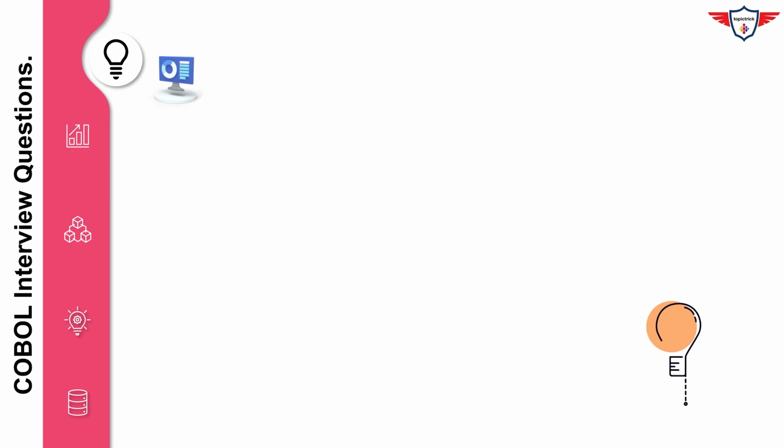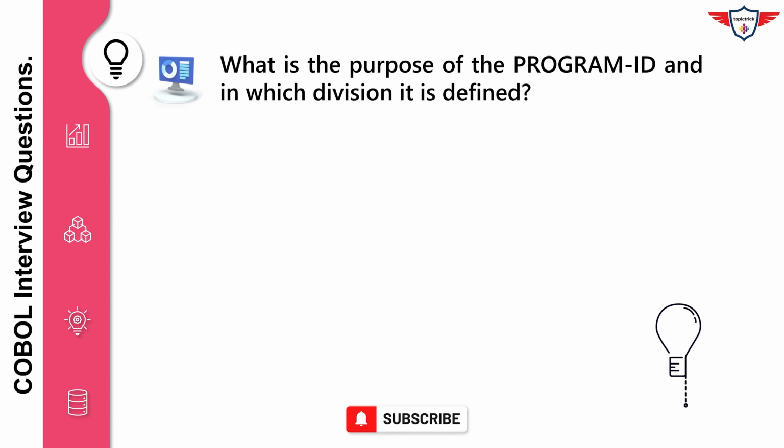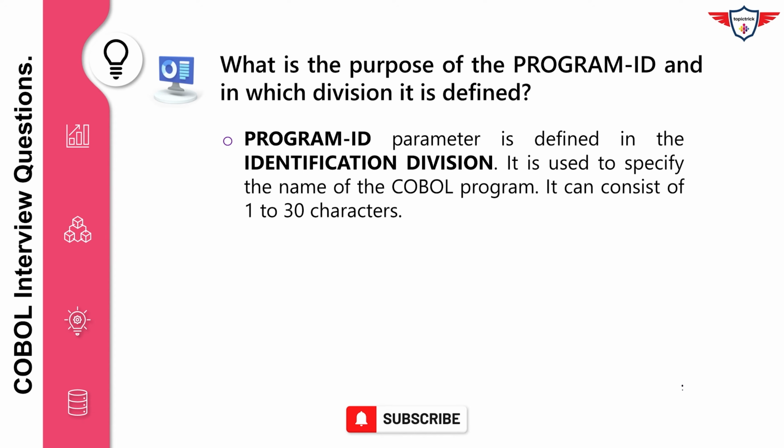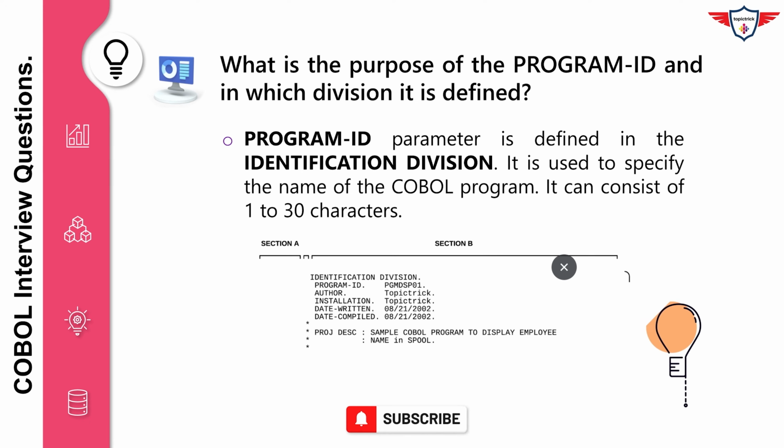What is the purpose of the PROGRAM-ID, and in which division is it defined? The PROGRAM-ID parameter is defined in the identification division. It is used to specify the name of the COBOL program. It can consist of 1 to 30 characters. The following example illustrates the identification division.